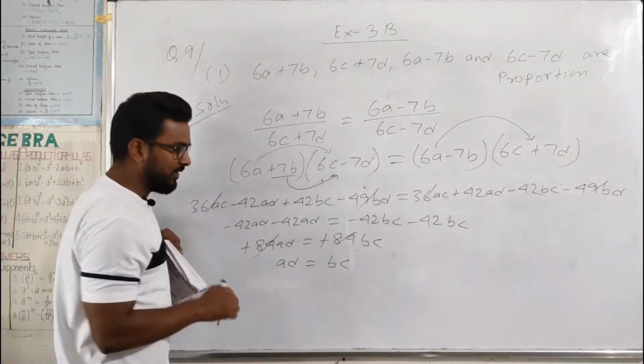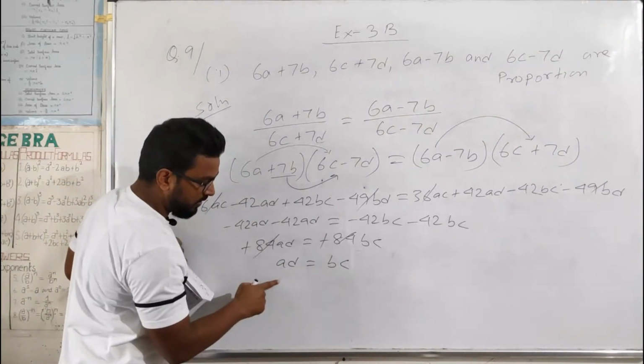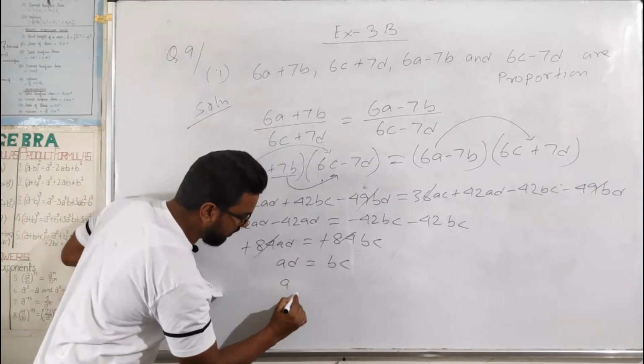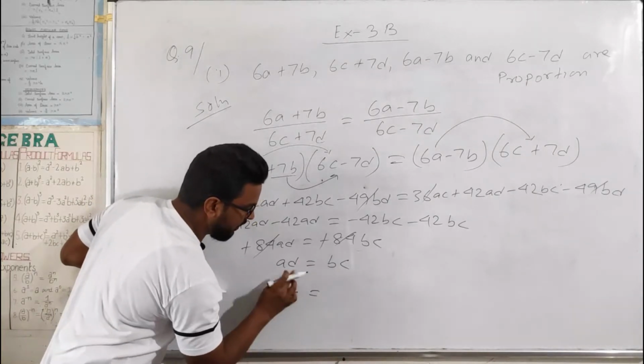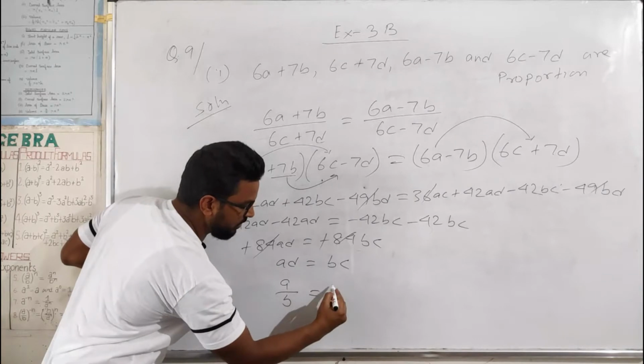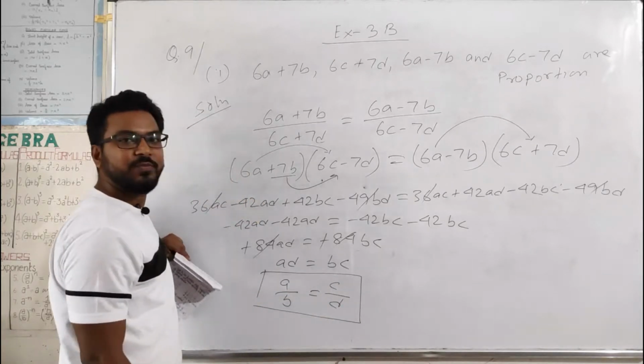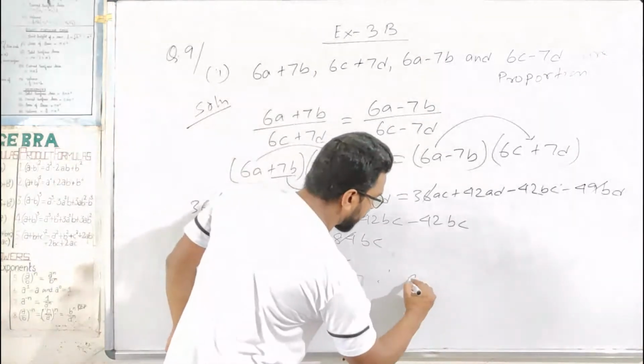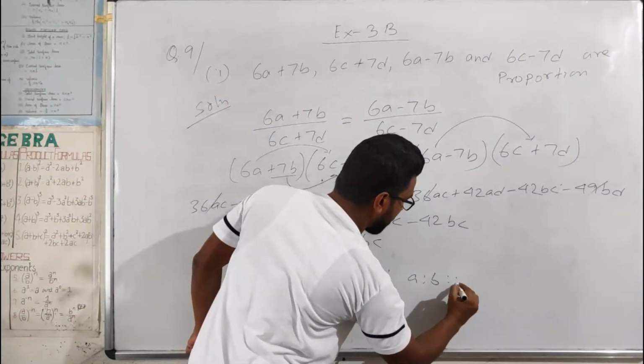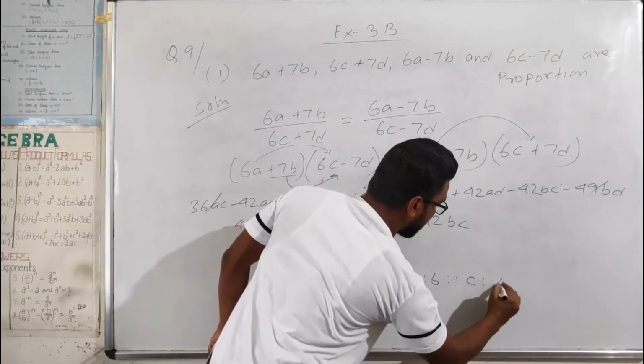Now what we will do? You try to bring this B to the left hand side. It will divide, right? And take this C, D to the other side. So A by B equals C by D. So they are in proportion. Therefore you can write A ratio B is proportional to C ratio D.